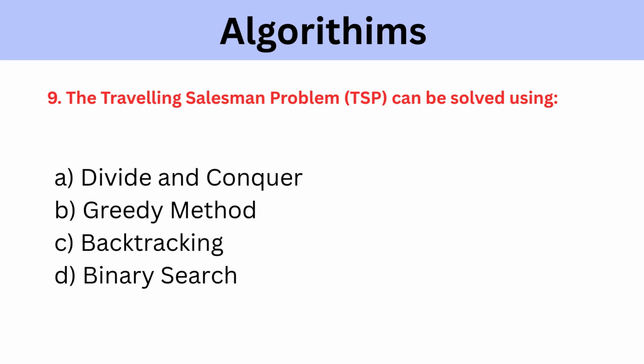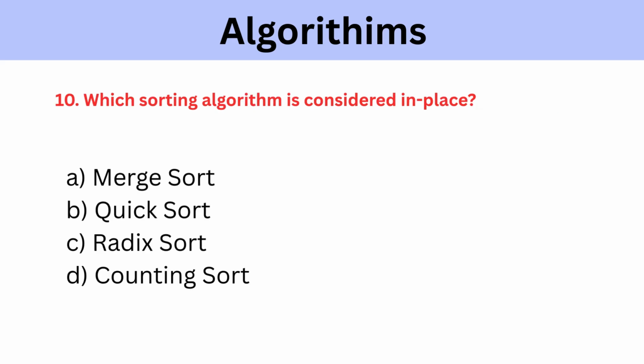The traveling salesman problem, TSP, can be solved using: A. Divide and conquer. B. Greedy method. C. Backtracking. D. Binary search. The correct answer is option C, backtracking.